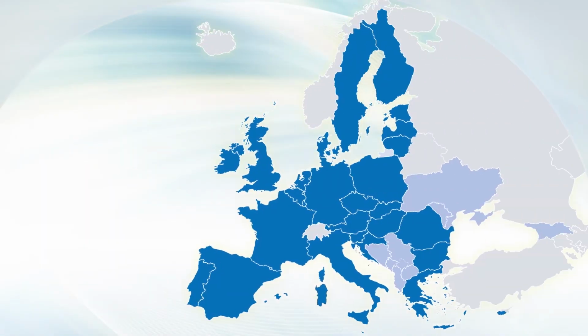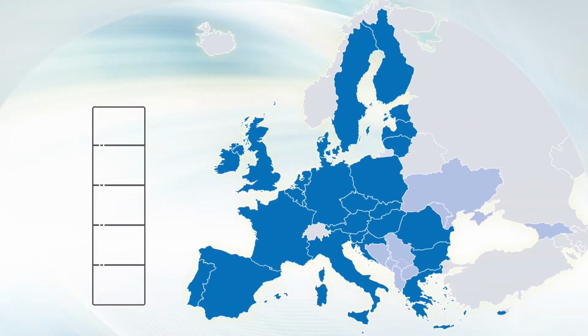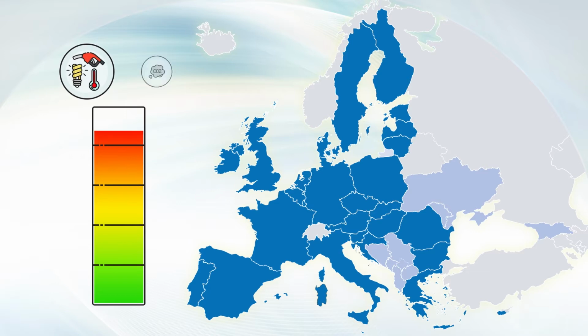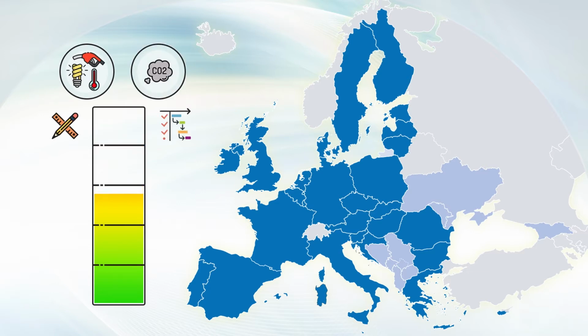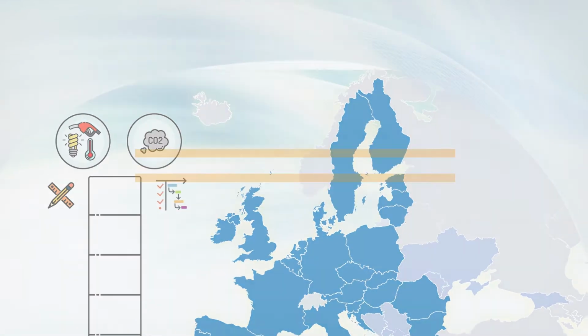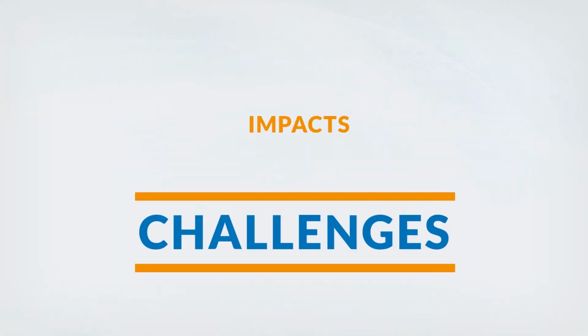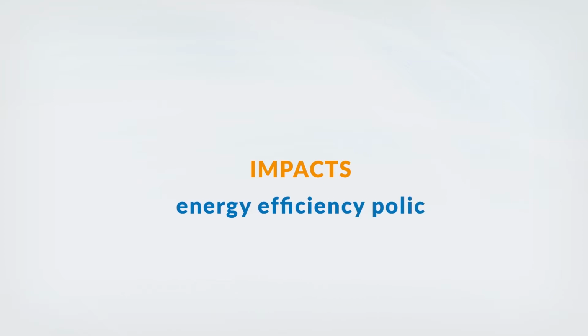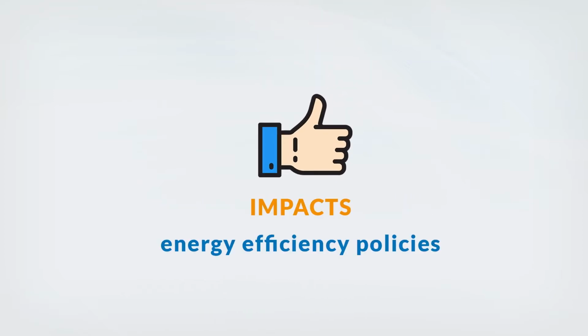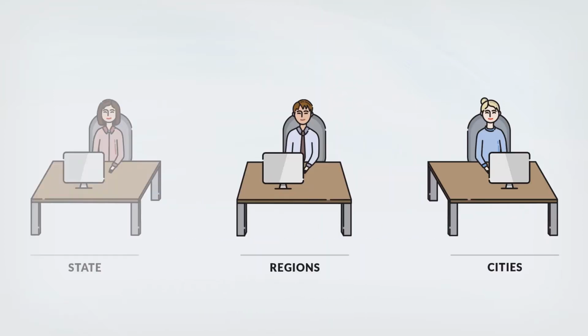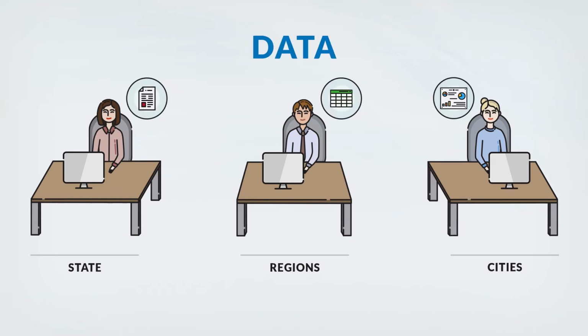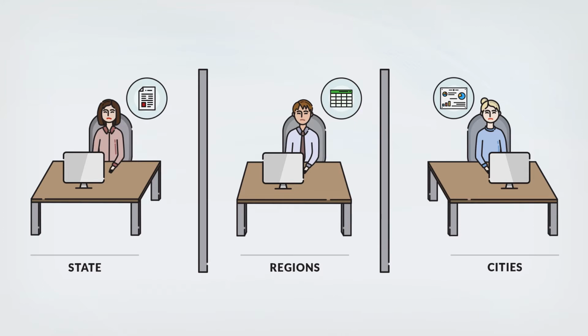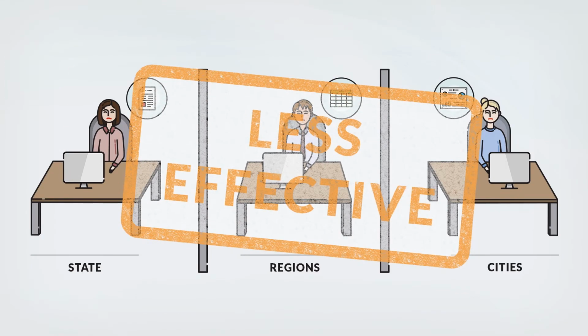European and energy community countries are working hard to reduce energy use and CO2 emissions. To do that, they develop measures and plans to reach their targets. But challenges remain. The impacts of energy efficiency policies are often estimated. Different cities and regions in the same country collect data in different ways, and often they don't share them with each other. This makes their work less effective.